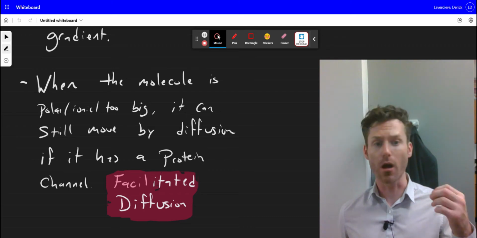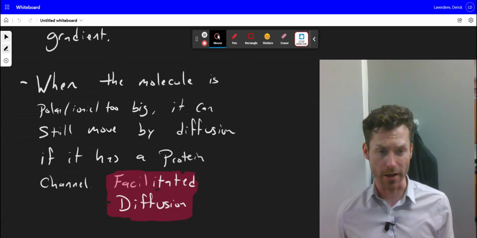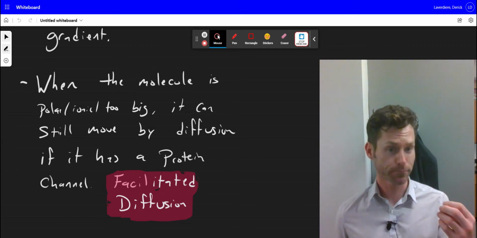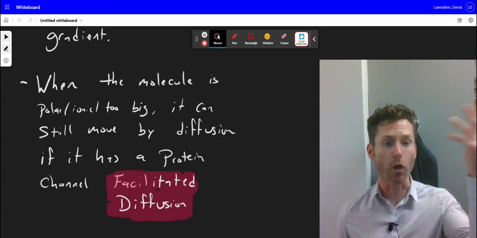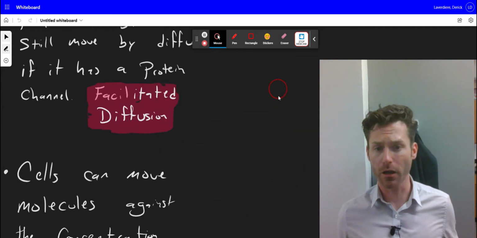Okay? And so that's when the molecules require a protein channel to move from one side to the other, but do not require any energy input from the cell. Facilitated means helped, right? To facilitate is to help, and diffusion is diffusion. Alrighty.